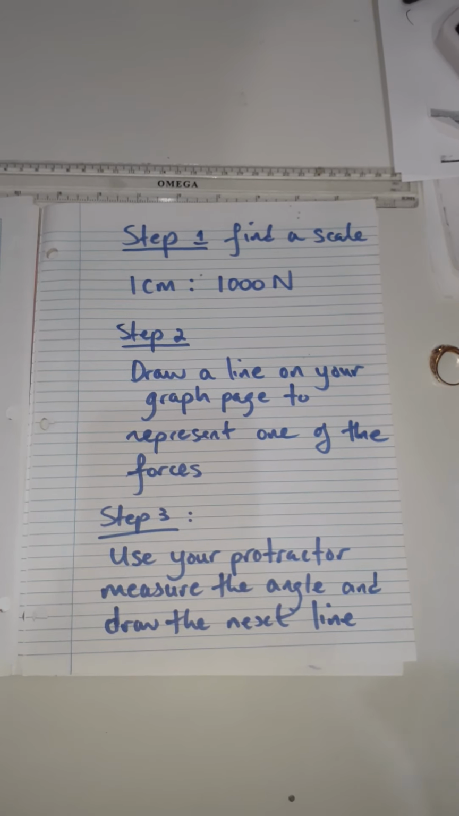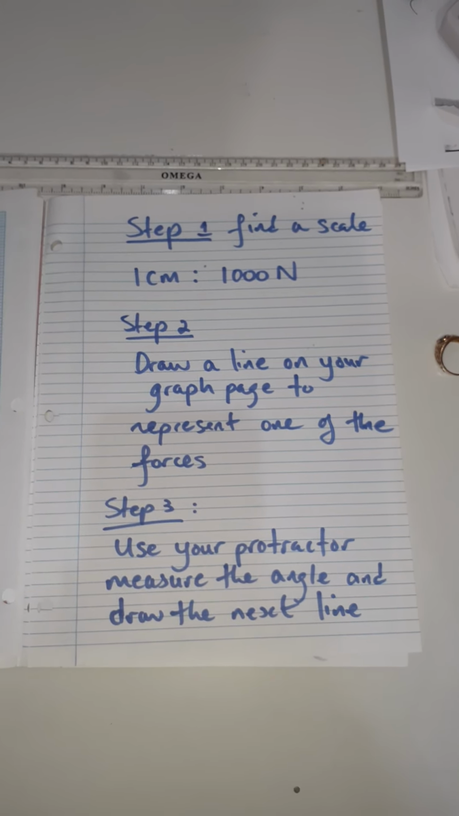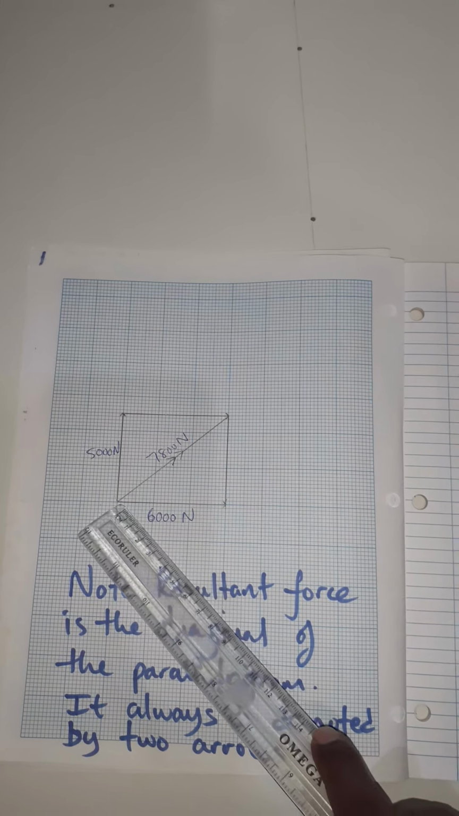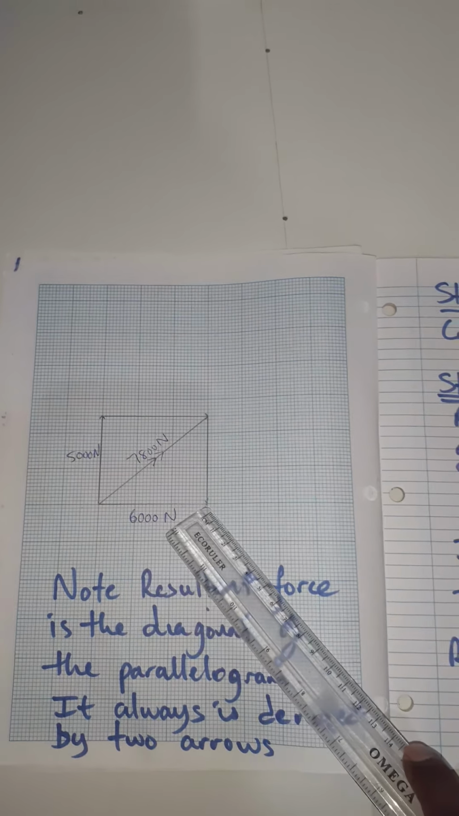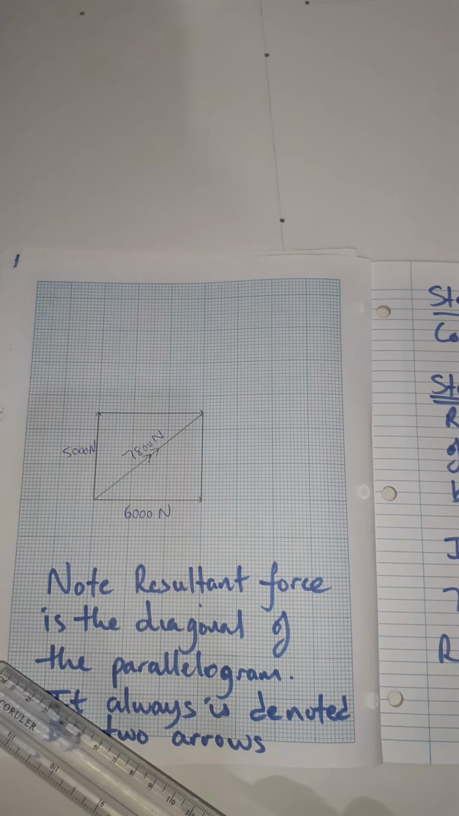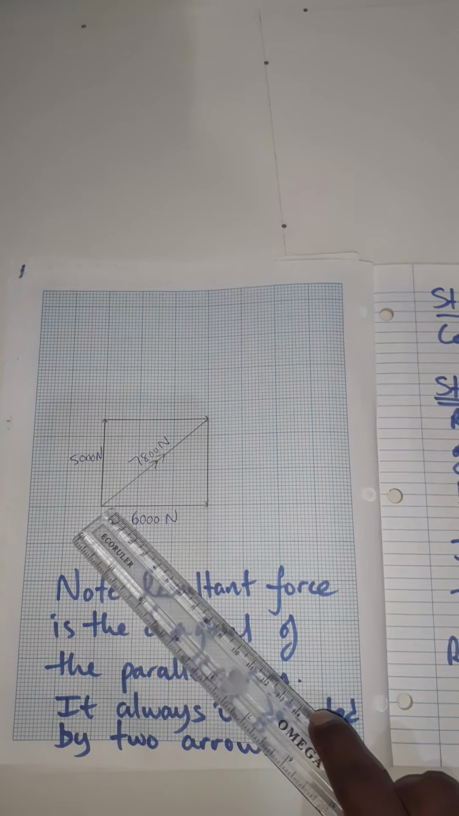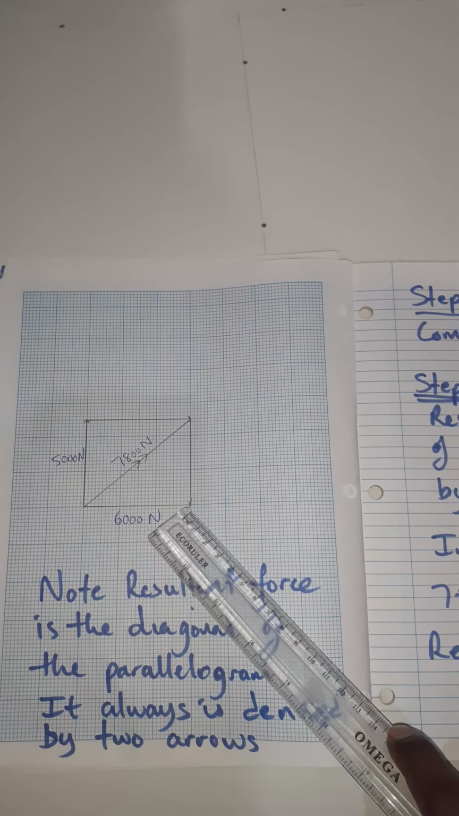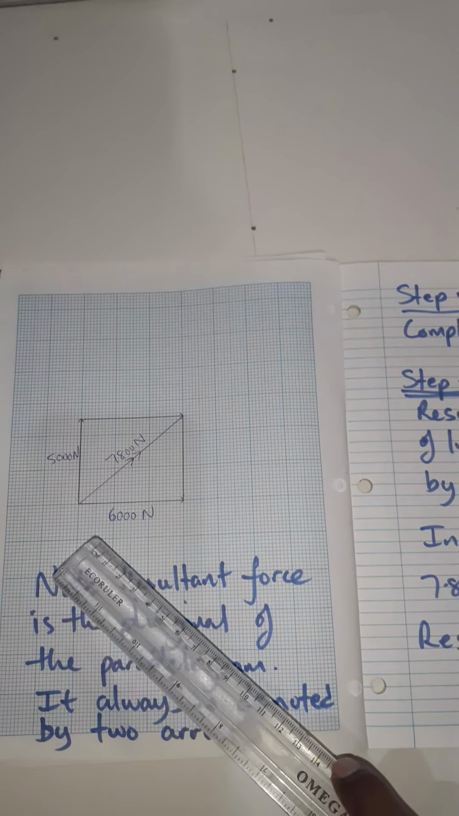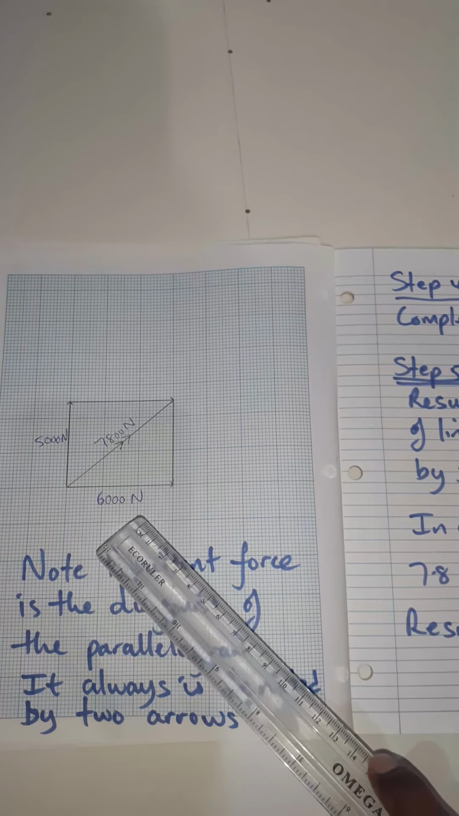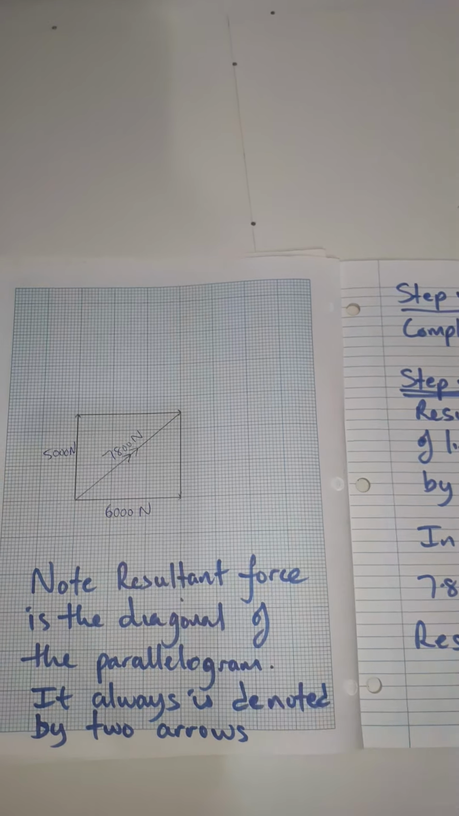Your next step is to draw a line on your graph page to represent one of the forces. I will show you that line now. So if we were to look here, you draw a horizontal line to represent the force of 6,000 newtons by tugboat B. This line happens to be 6 cm because the scale we are using is 1 cm to 1,000 newtons. So 6,000 newtons will be 6 cm.